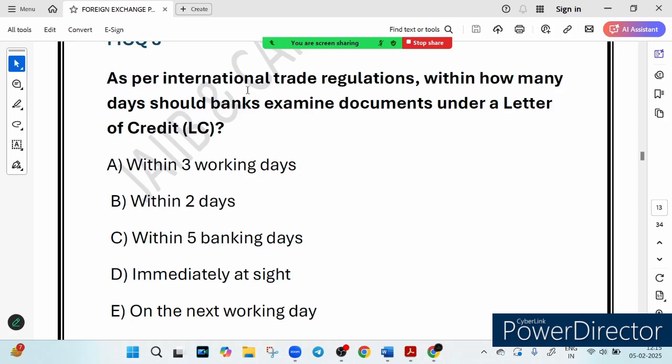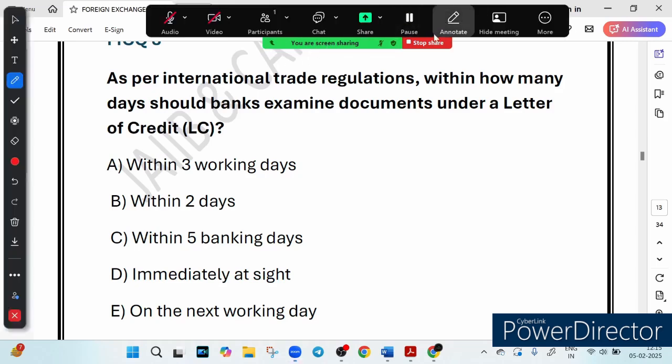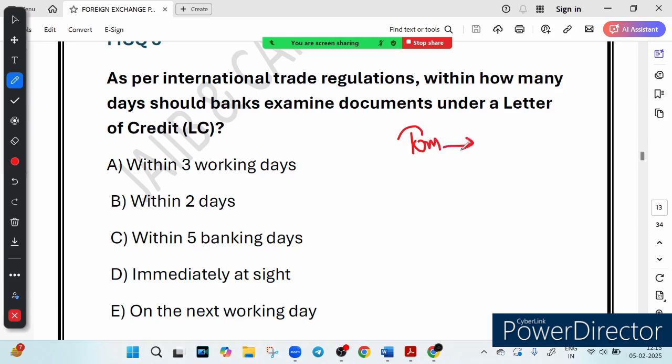So according to the UCP 600, Uniform Customs and Practice 600, which governs international trade practice, a bank must examine the documents under a letter of credit within 5 banking days. Let me give you an example. Suppose Tom is a business owner who has his goods shipped to India. When the bank receives the documents, it has 5 banking days.